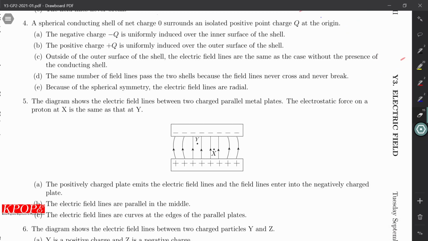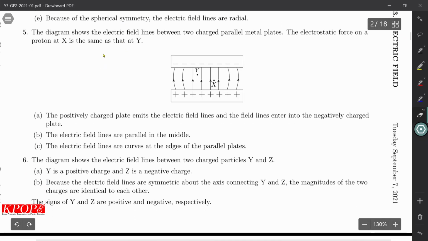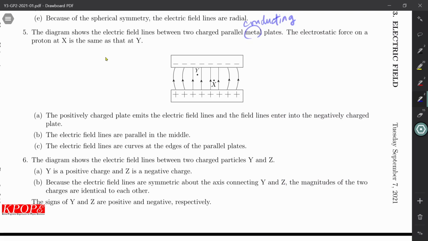A spherical conducting shell of net charge 0 surrounds an isolated positive charge. This is the same problem. 5. The diagram shows the electric field lines between two charged parallel metal plates. Metal is a conducting plate. The electrostatic force on a proton at X, where the proton is placed here, is the same as that at Y.